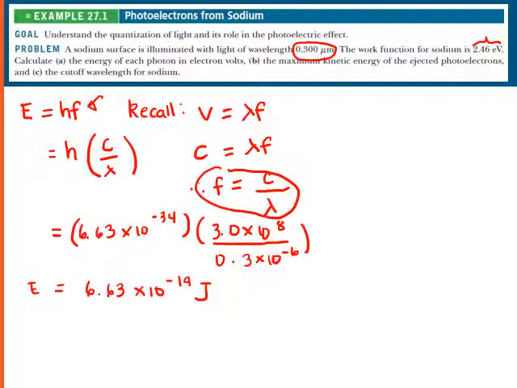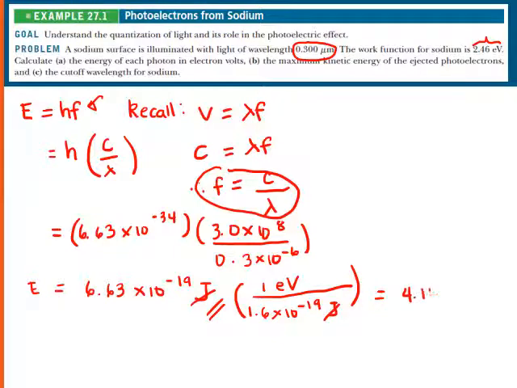Since the question wants us to express the energy of the photon in electron volts, we have to convert this into electron volts by multiplying by the quantity that we know: 1 electron volt is equal to 1.6 times 10 to the negative 19 joules. Then we can cancel the unit of joules, and our answer is 4.14 electron volts. This is the answer to question A.